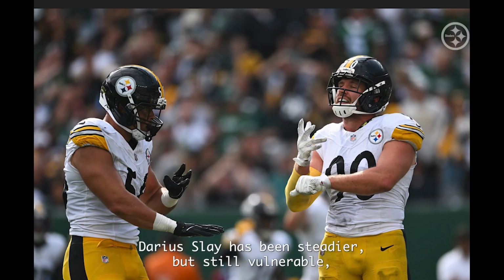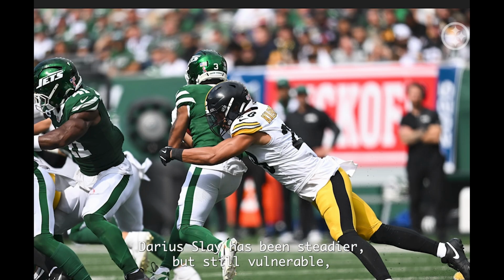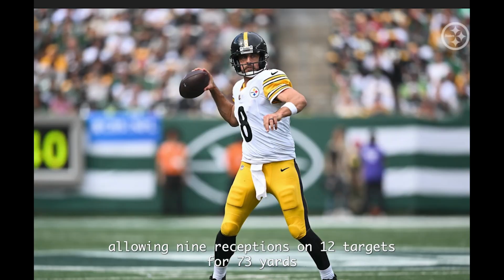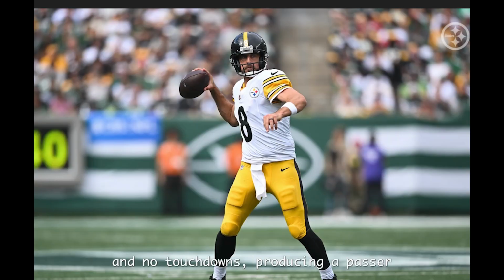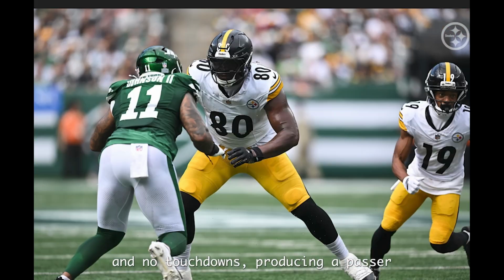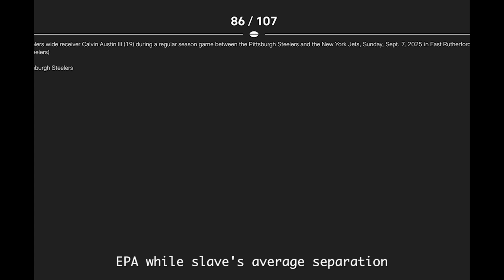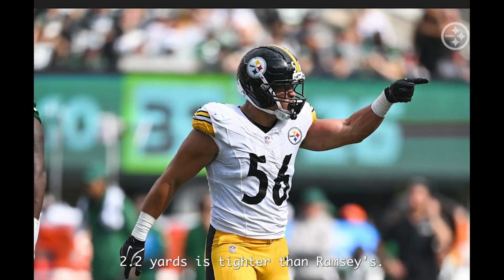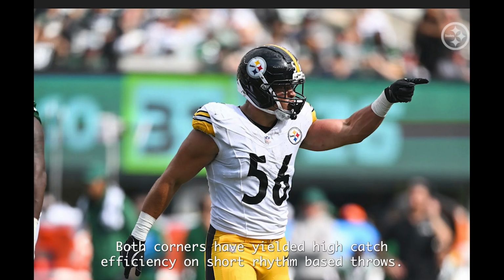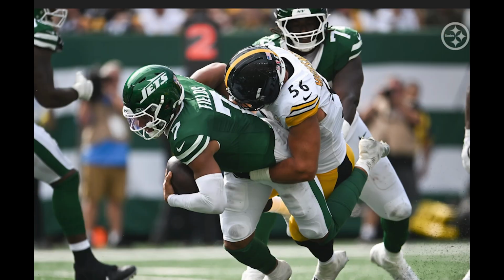Darius Slay has been steadier, but still vulnerable, allowing 9 receptions on 12 targets for 73 yards and no touchdowns, producing a passer rating of 89.9 and plus 4.4 EPA. While Slay's average separation, 2.2 yards, is tighter than Ramsey's, both corners have yielded high catch efficiency on short rhythm-based throws.